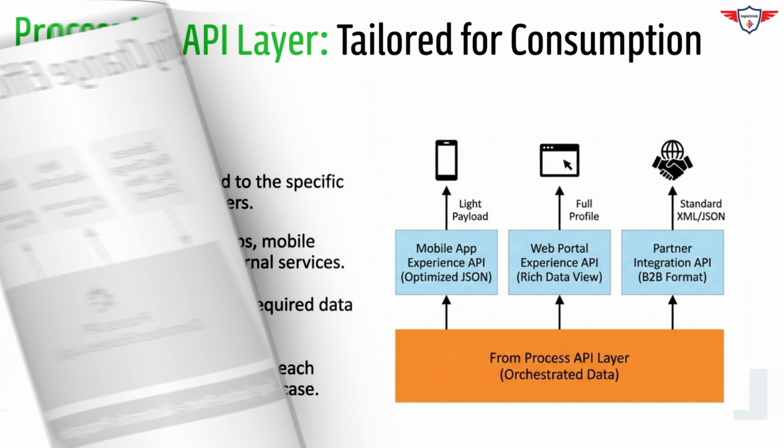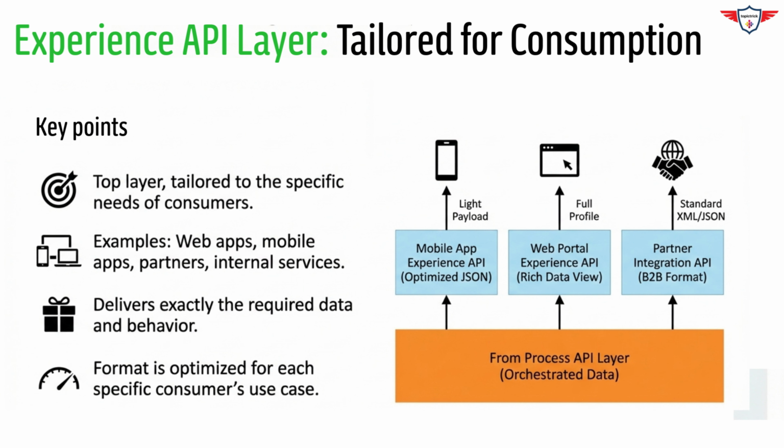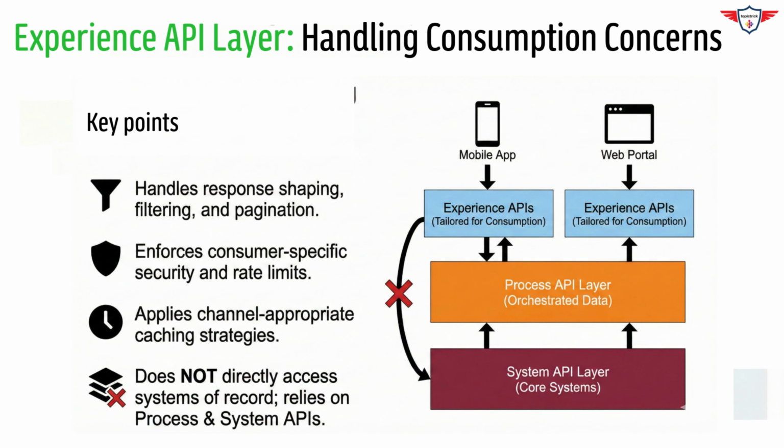The top layer is the Experience API layer. Experience APIs are tailored to the needs of specific consumers. These consumers may include web applications, mobile apps, partner integrations, or internal services. The purpose of an Experience API is to deliver exactly the data and behavior that a particular consumer requires in a format optimized for that consumer. Experience APIs often handle concerns such as response shaping, filtering, pagination, and consumer-specific security. They may also enforce rate limits or apply caching strategies appropriate to the channel.